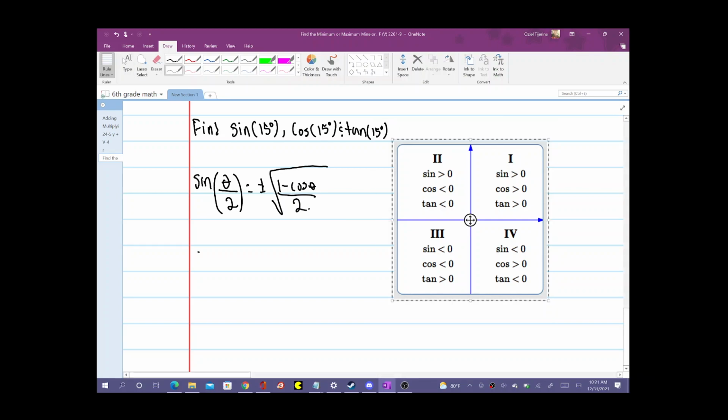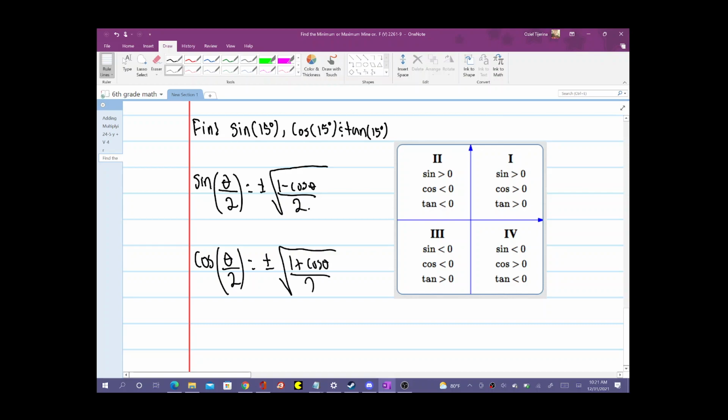and then cosine of theta over 2 equals plus or minus the square root of (1 plus cosine theta) over 2, and then tan of theta over 2 equals plus or minus the square root of (1 minus cosine theta) over (1 plus cosine theta).